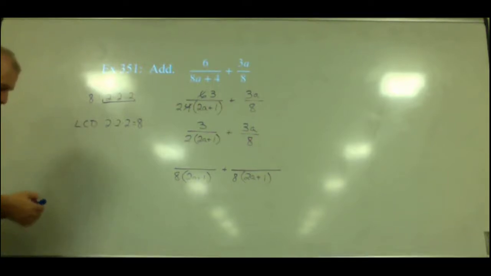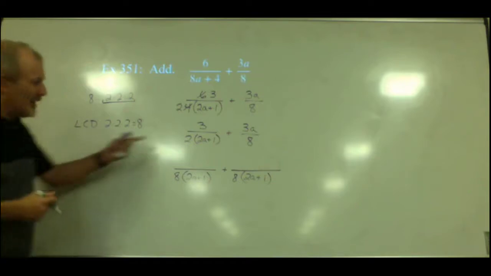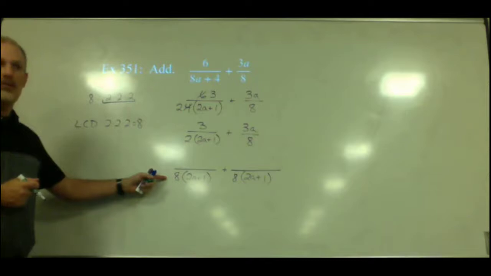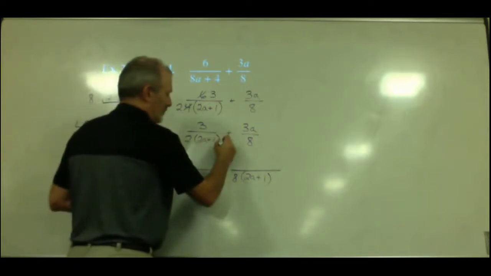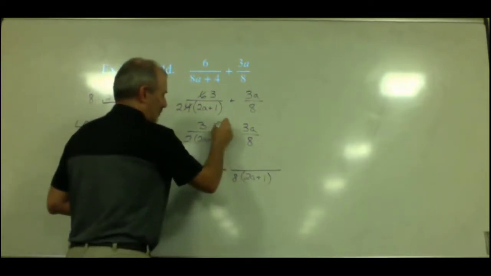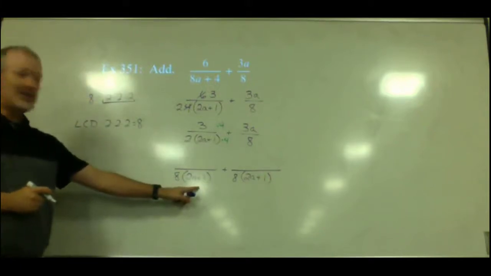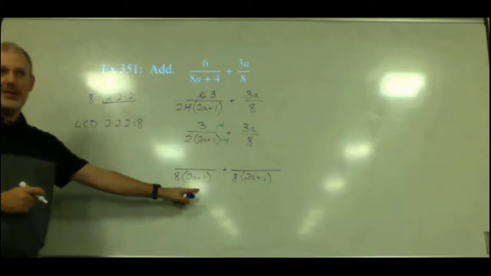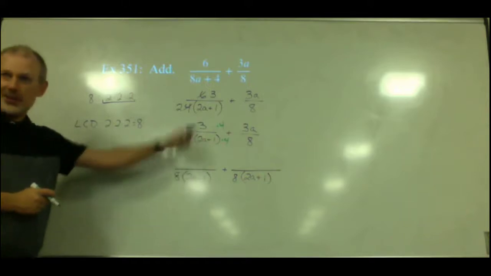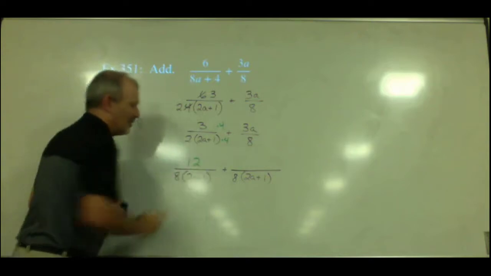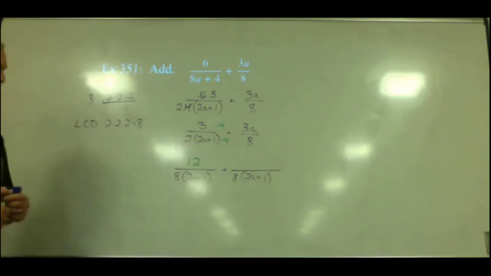Okay, now, looking at this first fraction, what do I have to multiply the 2 by to turn it into an 8? 4. And what do I have to multiply the 2a plus 1 by to turn it into a 2a plus 1? Nothing, because it's already there, right? So we're just going to multiply by 4, and that becomes 12. 3 times 4.